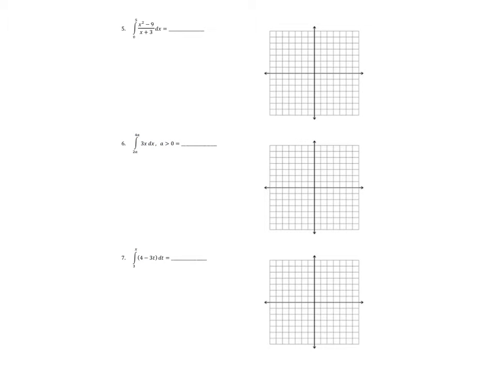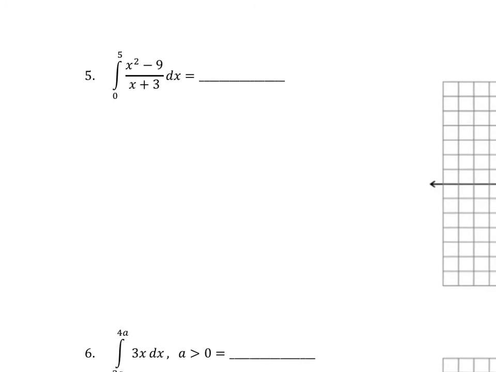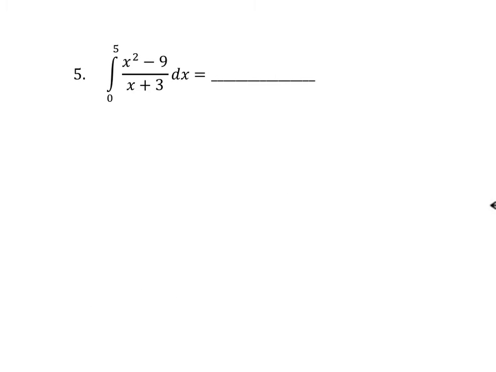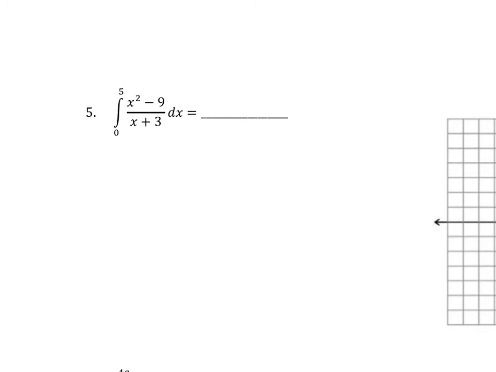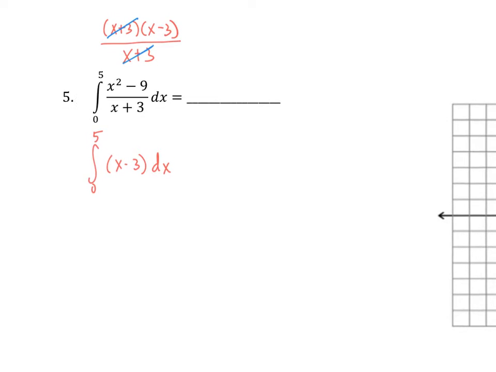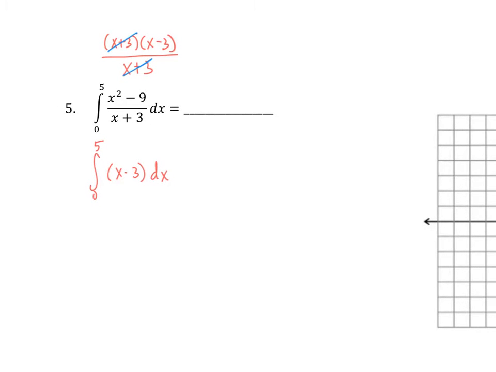Okay, so we'll graph these and then find the area after that. Okay, so this one, do you see how that expression can be factored? So this is x plus 3, x minus 3. And then those cancel. And so really we're just finding the integral from 0 to 5 of x minus 3. Okay, this has a hole at -3, but it doesn't matter because it's not in the interval, and even if it was in the interval, it still wouldn't matter.